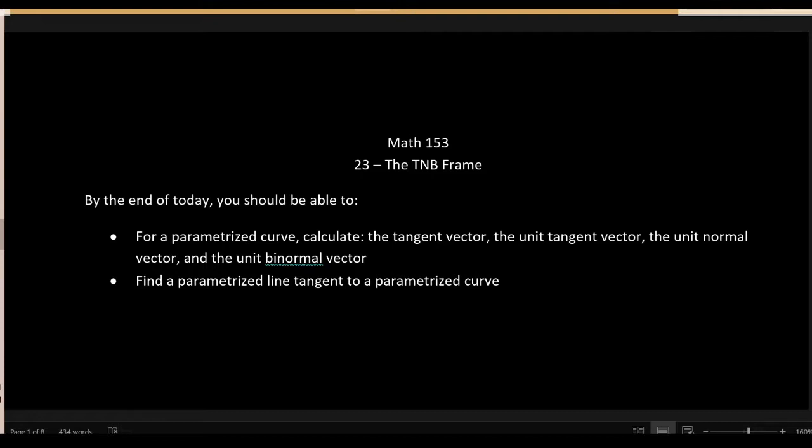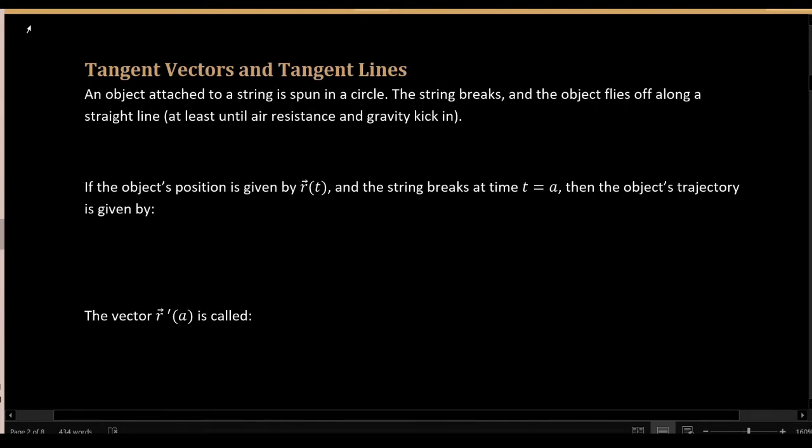What we're going to need to do is calculate the so-called tangent vector, the unit tangent vector, the unit normal vector, and the unit binormal vector for a parameterized curve. And we're going to want to find a parameterized line tangent to a parameterized curve. So yesterday we studied in some detail this case of an object moving along a circular path. For example, an object that is attached to a string being spun in a circle.